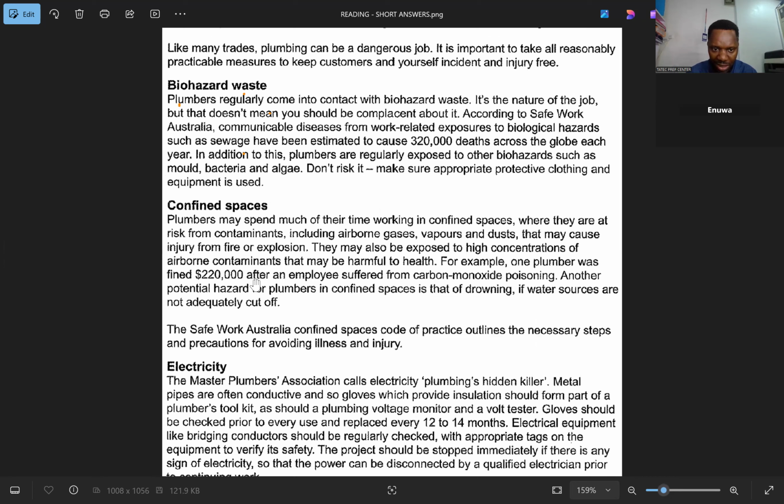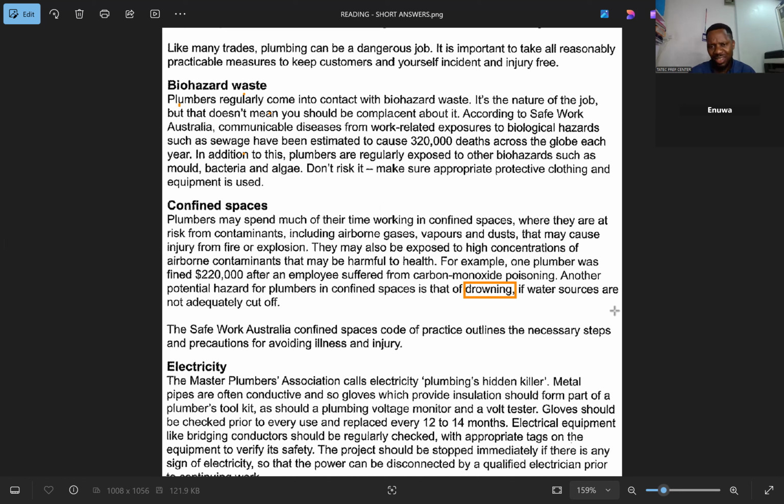All right, so reading further, it says, another potential hazard for plumbers in confined spaces is that of drowning if water sources are not adequately cut off. So what works with water in this particular area we have read? What works with water? It has to do with drowning. That's where our answer is. So you quickly pick your answer. You don't have time to waste. Drowning is your answer, and that's what it is.